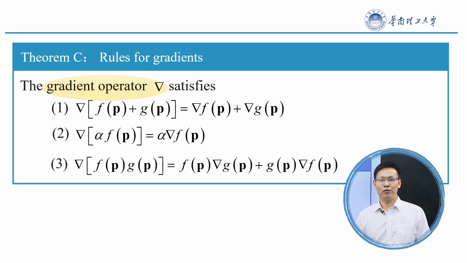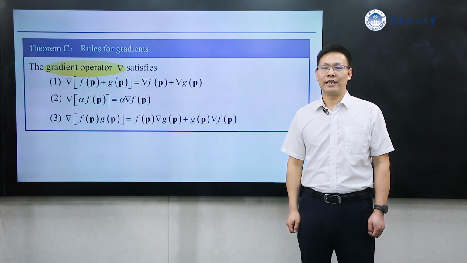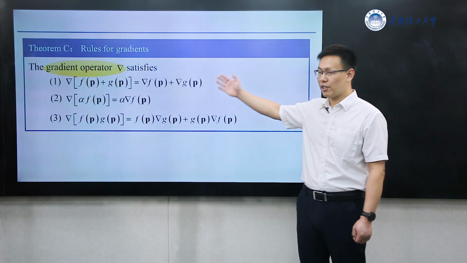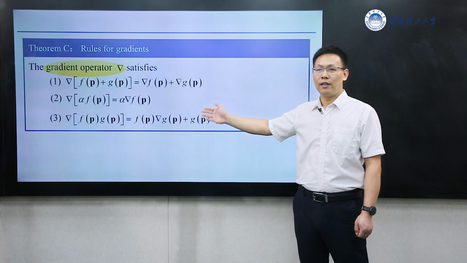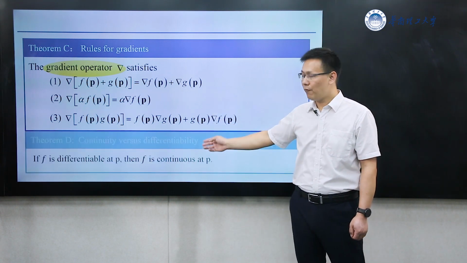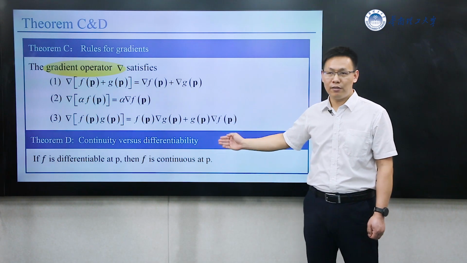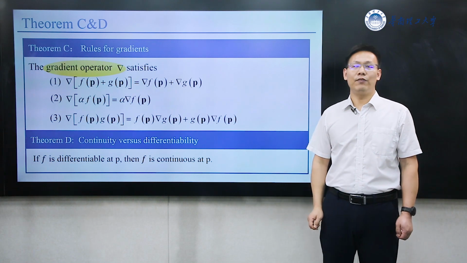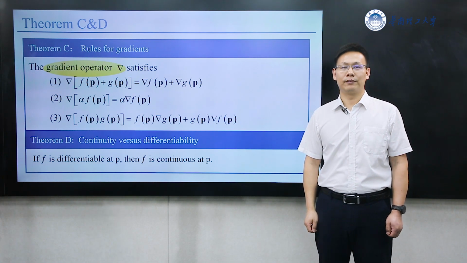At last, we give the rules for gradients and the continuity versus differentiability. It's easy to prove them. Please complete the proof by yourselves. Theorem C. The Del operator has the following properties. Theorem D. If f is differentiable at P, then f is continuous at P.